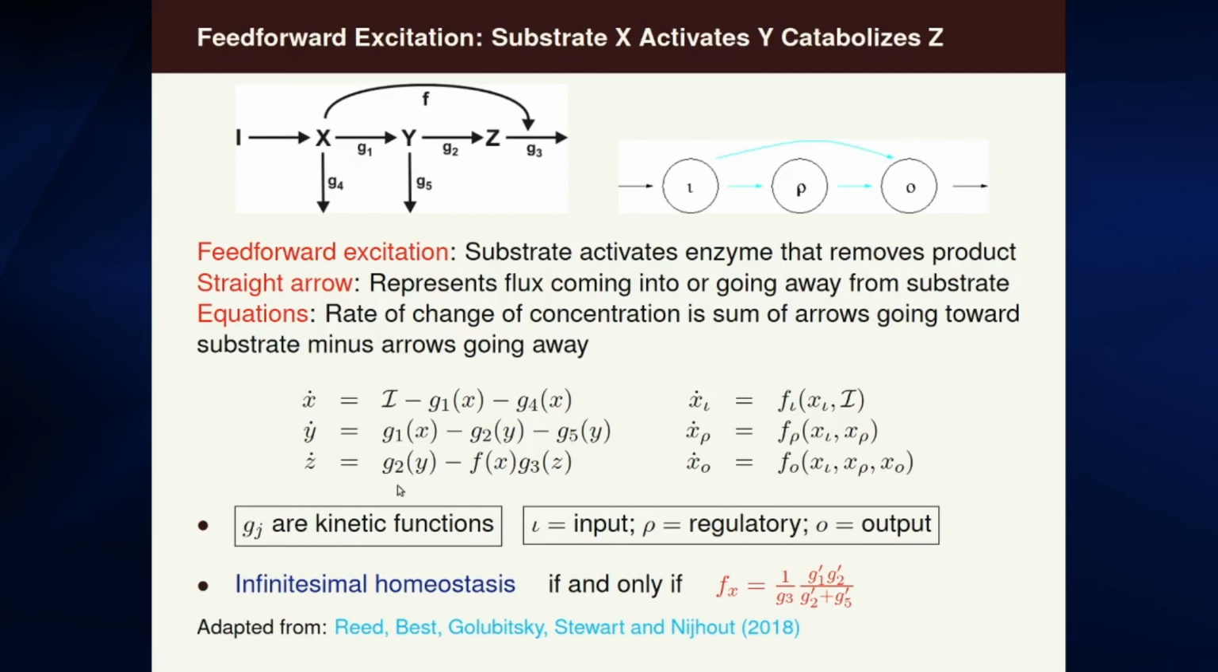In this example, it is shown by Reed et al. that infinitesimal homeostasis occurs if and only if this kinetic function satisfies this relation here. Of course, this is evaluated at an equilibrium point of the system, which is used to define the input-output map.